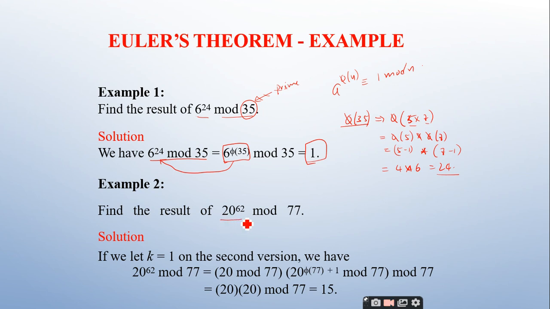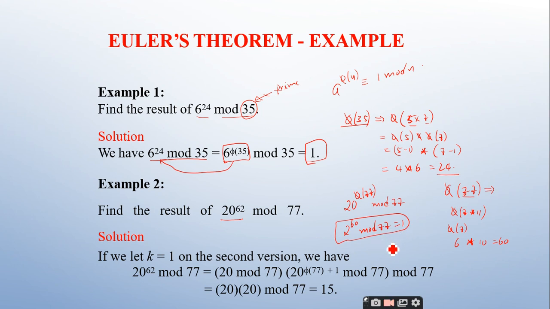So coming to 20 power 62 mod 77. Now can I write it as 20 power phi of 77? What is phi of 77? Can anybody tell me? Phi of 77. 60, sir. Let me check it out. 77 is not prime, therefore it can be written as 7 into 11. So phi of 7, that is 6, into phi of 11, this is prime, therefore 10, giving 60. Super. So 20 power 60 mod 77 is equal to 1 according to Euler's theorem.